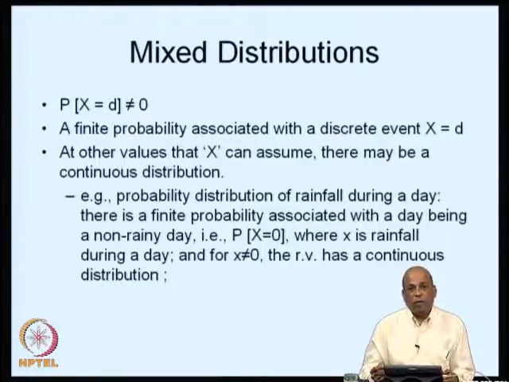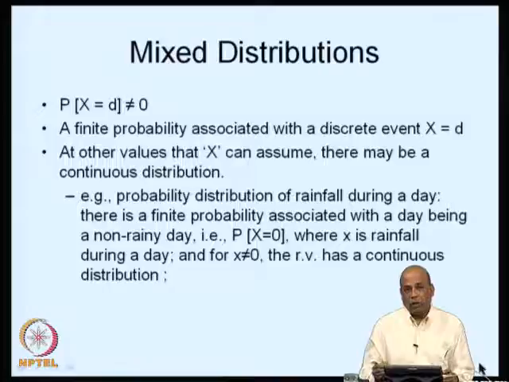For example, we may be interested in probability distribution of rainfall during a day. Now, there is a finite probability associated with a day being a non-rainy day. That means, there is a probability of x being equal to 0, which is finite, and then when it does rain, that is x not equal to 0, the amount of rainfall may have a continuous distribution. So, these are called mixed distributions.